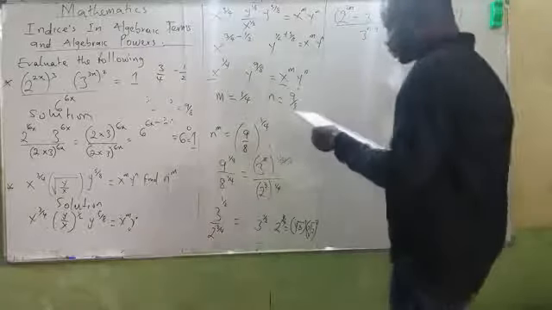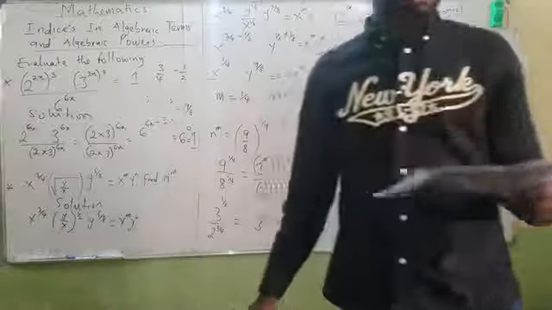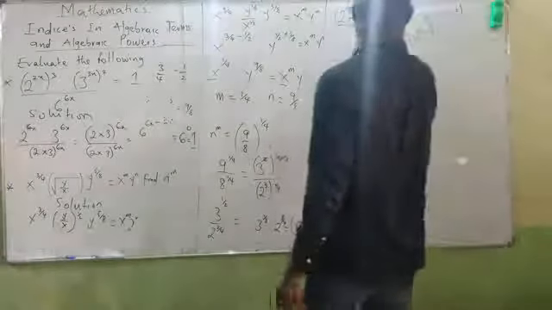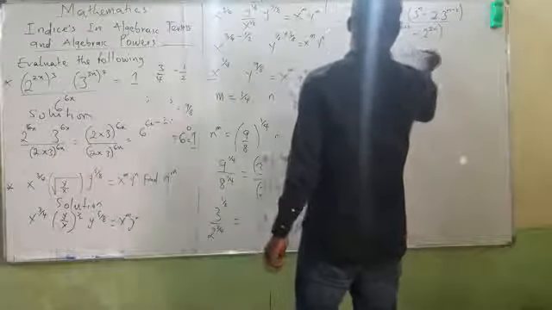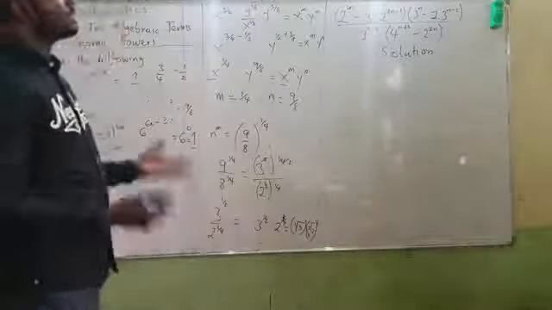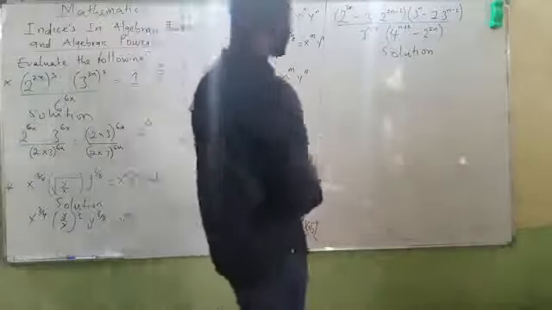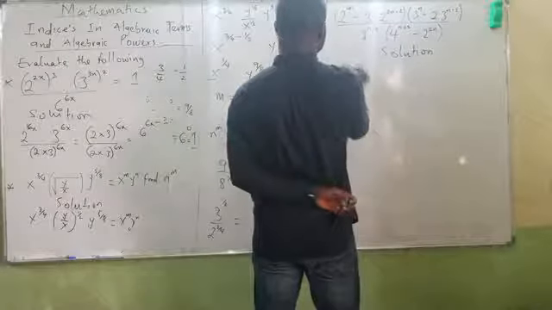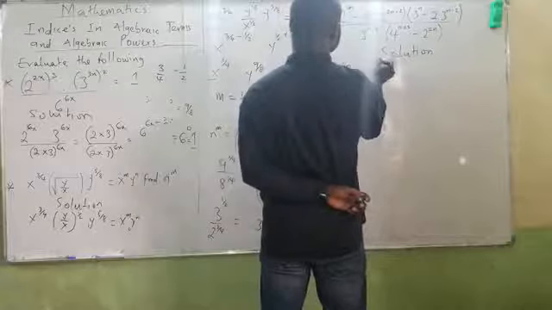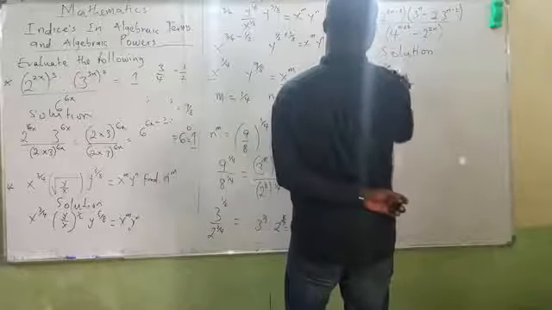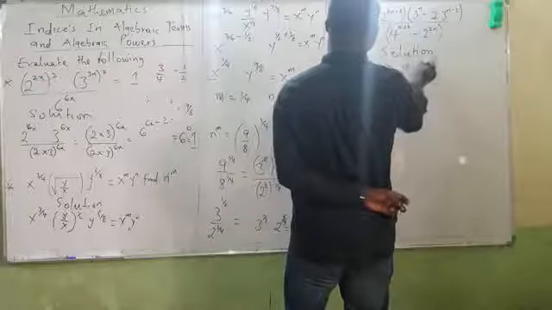Now, let's try to work on this particular problem. It looks complex, but it's a very simple one. Whenever I have something like this, I can turn this to 2 raised to power 2n minus 3 raised to power 1 dot 2 raised to power 2n dot 2 raised to power minus 2.